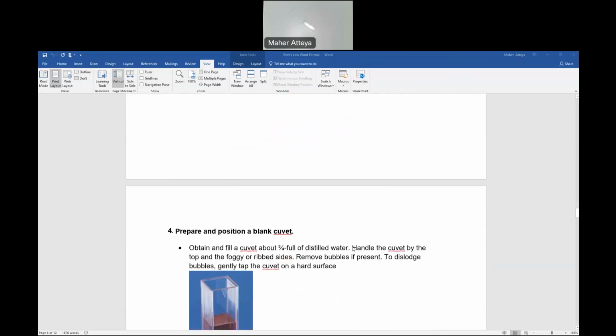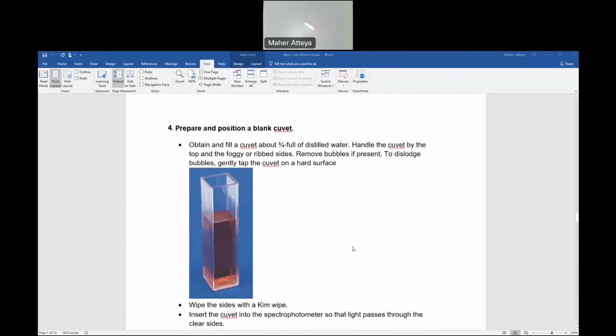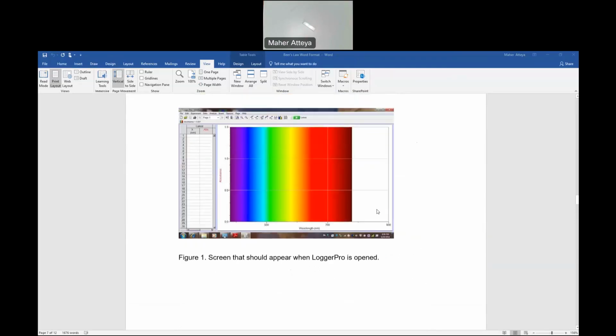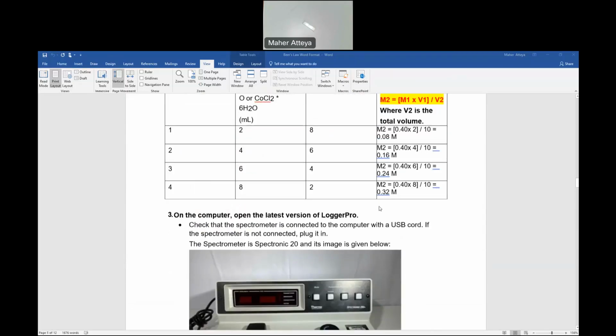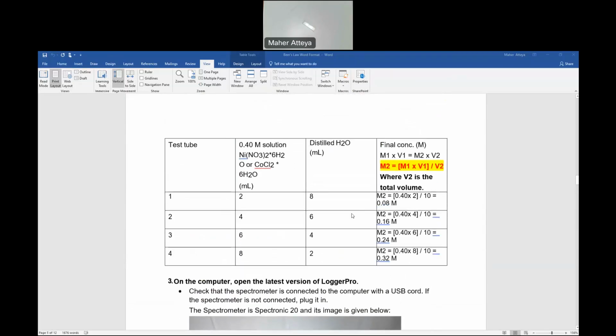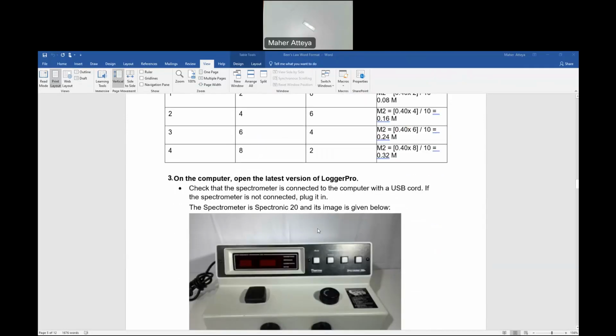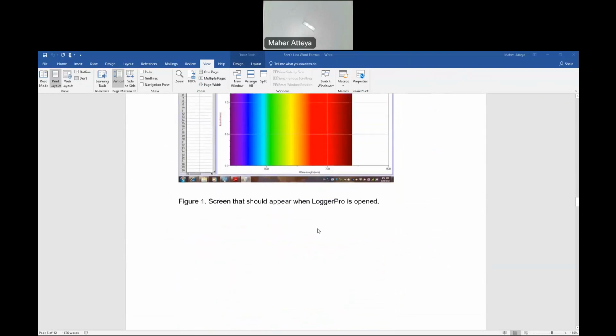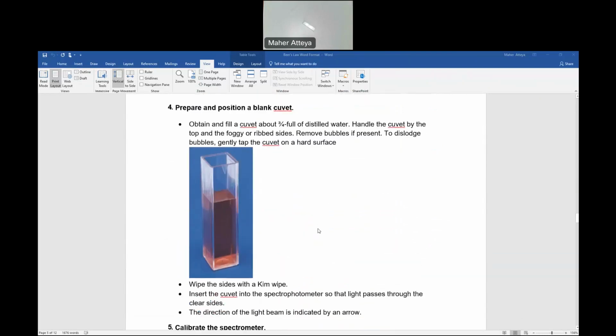So you will come here and prepare your solution. You have 4 beakers, correct? Those 4 beakers are here. And the 5th is inside the volumetric flask. So you take the first one. This is the first solution here, second, third, fourth. So all those 4 solutions, 4 beakers. And then from those 4 beakers, you want to fill your cuvette.